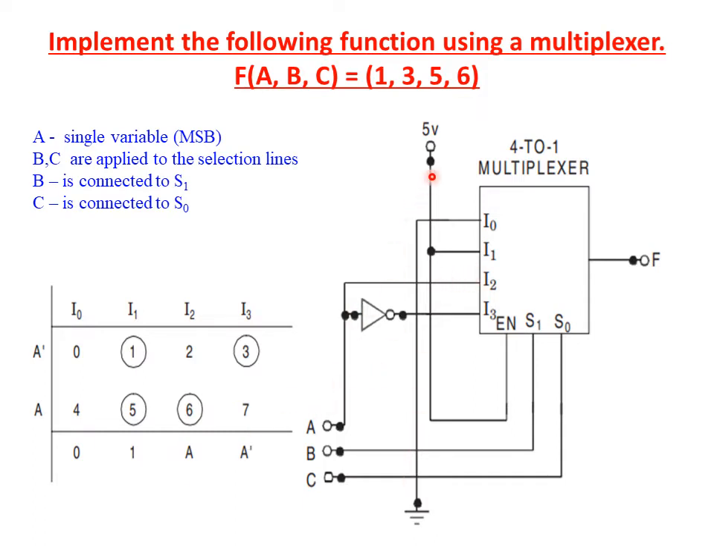So we have applied all the inputs here. 5 volt is given instead of logic 1, and grounded for logic 0 input. So this is for logic 0 input, and this is for logic 1 input, and the selection lines are BC and the output is F.